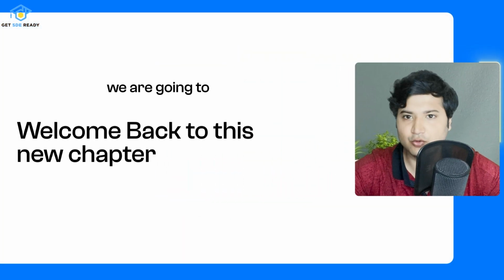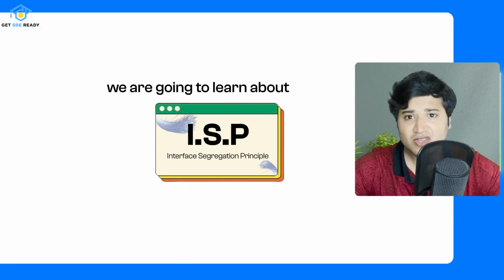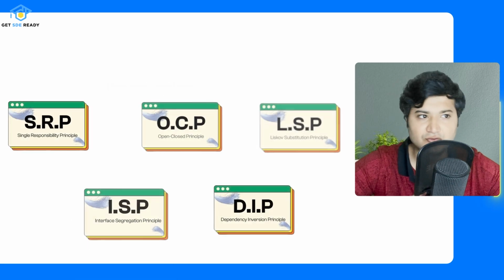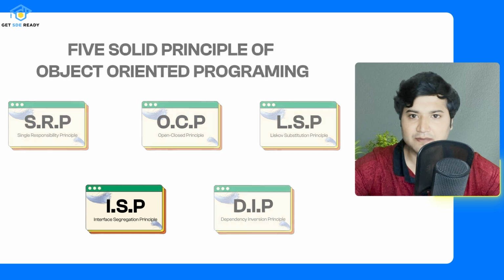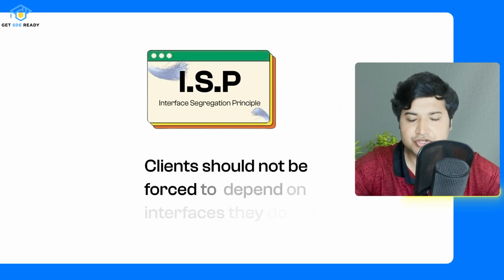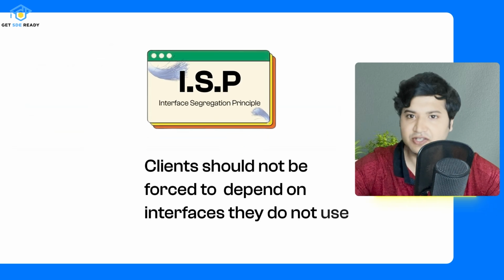In this chapter, we are going to learn about interface segregation principle. Interface segregation principle is first of all one of the 5 SOLID principles of object-oriented programming. It states clients should not be forced to depend on interfaces they do not use.